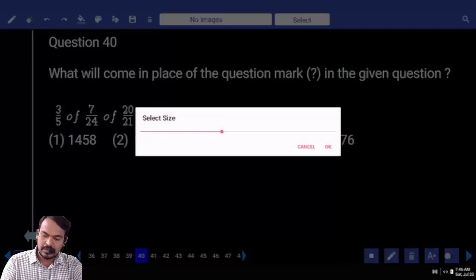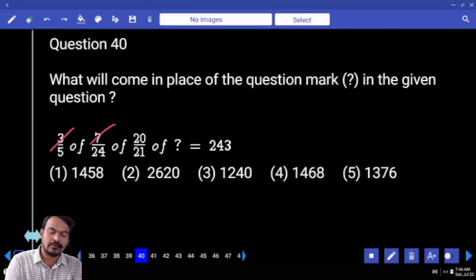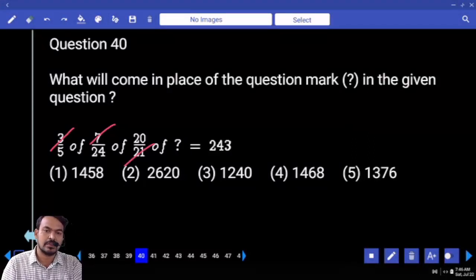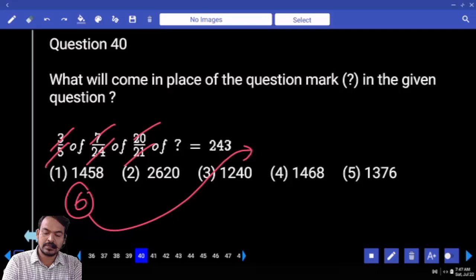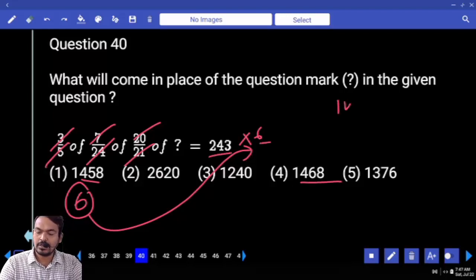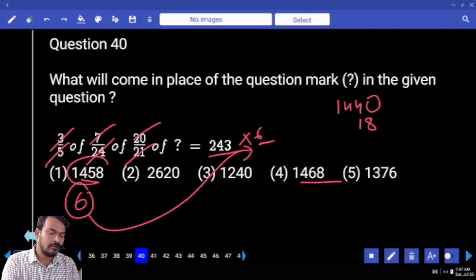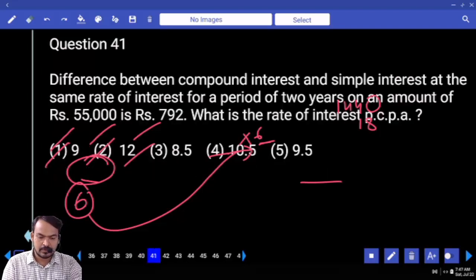Next 40. Question number 40. First of all, left hand side numerator 3 into 7, 21. Denominator 21 cancels. 5 into 24, 120. 20 how many times? 6 times. Left hand side denominator 6, it will become right hand side into 6. 243 into 6, end with 8. How many options? 2 options are 6 into 24, 1440. 6 3 the 18. What is the total answer? 1458.